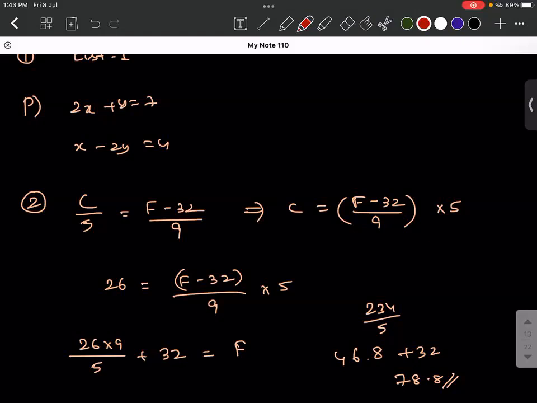C is 64. Oh, they gave it, okay. Sorry. 48 minus 32 is 16. 80 by 9 is somewhere closer to 9. So are all the options correct? Yes.